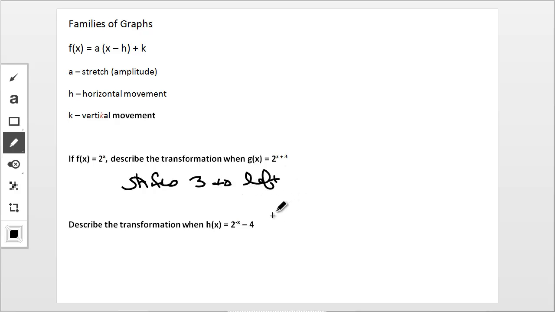What about the transformation when h of x is equal to 2 to the negative x minus 4? Well, that negative x is going to reflect it across the y-axis. And the negative 4 is the vertical movement, so it will shift it down 4.